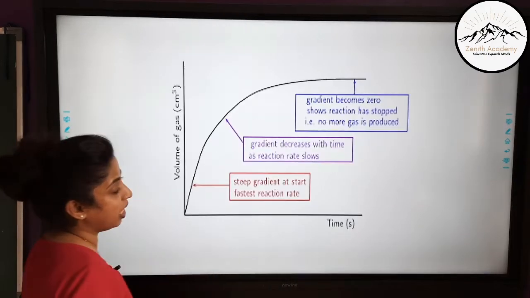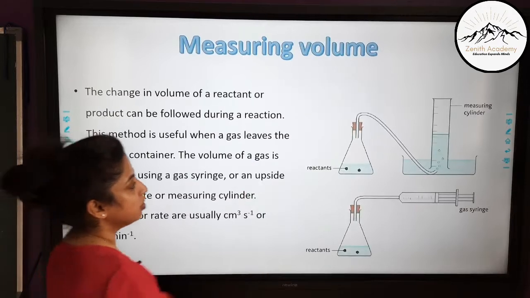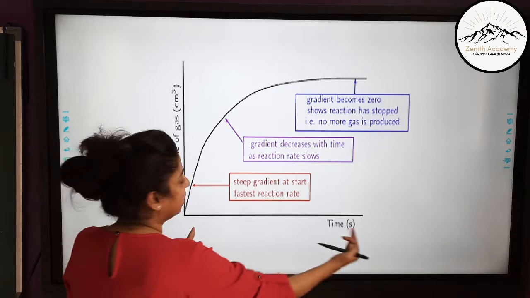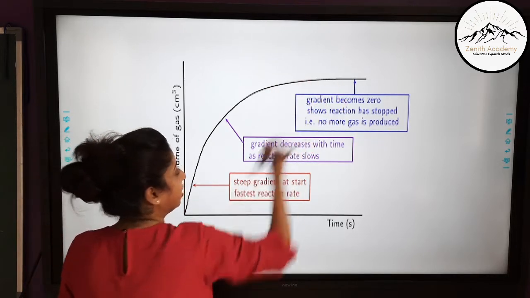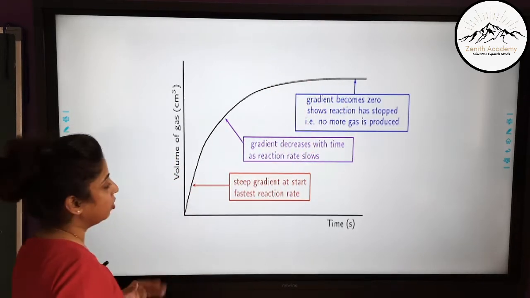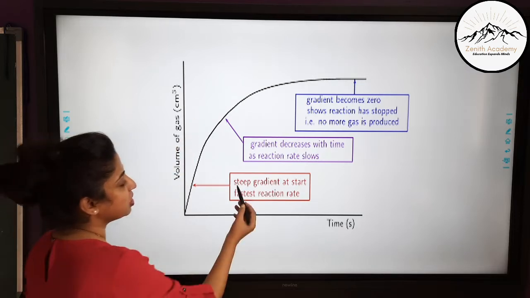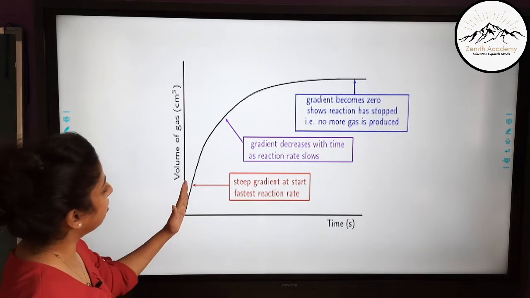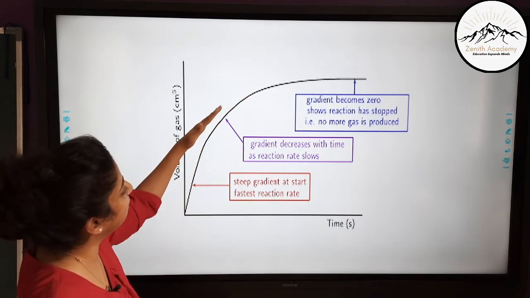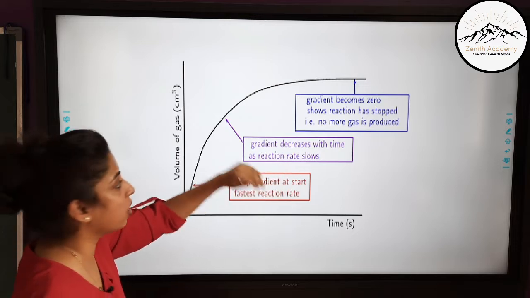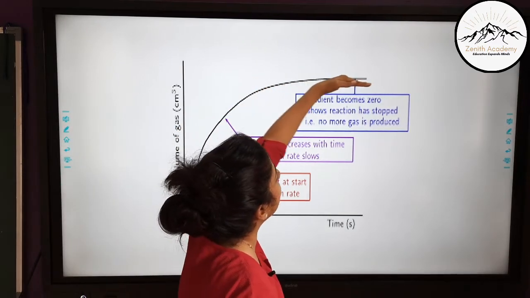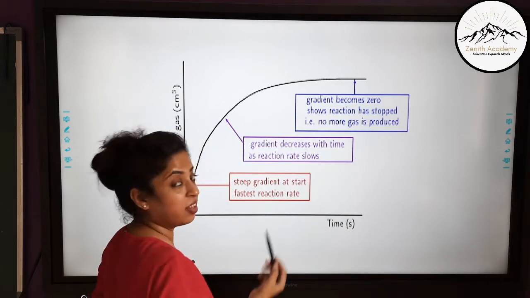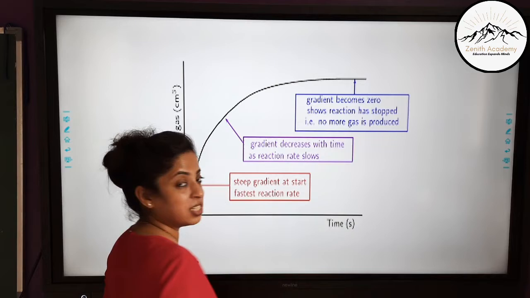Now in this case, we are collecting the volume of the product here. So as time is increasing, the volume of the gas is increasing. So the graph is something like this. At the initial stage you can see it is a steep gradient or steep slope indicating the fastest reaction rate. So the rate is fastest here, then the gradient decreases with time as the reaction rate slows down, and here the gradient becomes 0. Now this has become stable, horizontal. So the gradient becomes 0, which shows that the reaction has stopped or no more gas is produced.